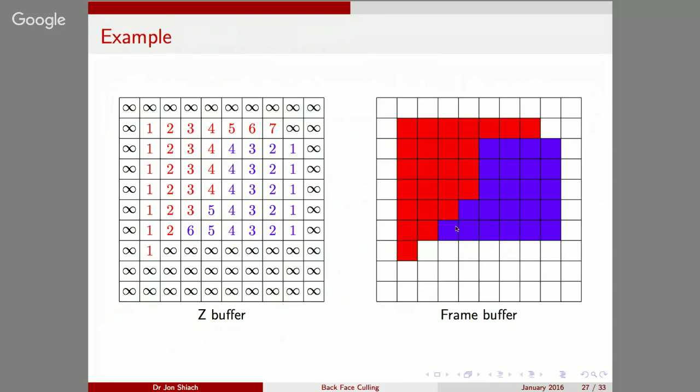So this is your frame buffer. So we've got sort of polygons overlapping each other. So on a pixel by pixel basis, we can actually calculate what's the closest surface.